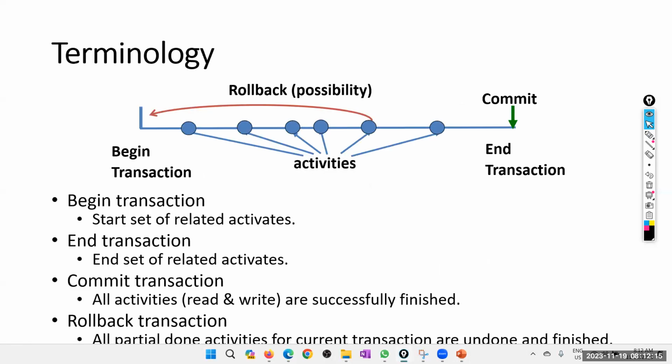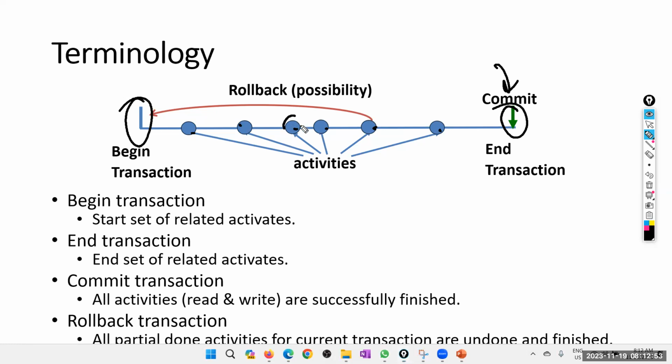Right. So let's look at the terminology. Every transaction must begin or start. That is the starting of a set of related activities. Then at the end, your transaction ends. That means all those related activities are now done. If all these related activities are successfully done, we can commit it, or the DBMS can commit it. Commit means everything is a success. All the things are done properly.